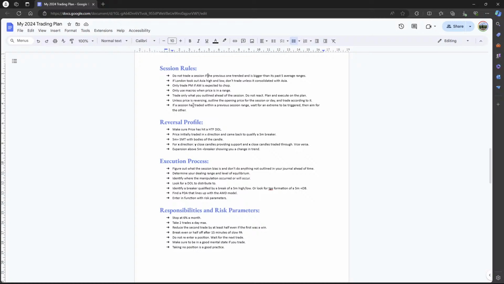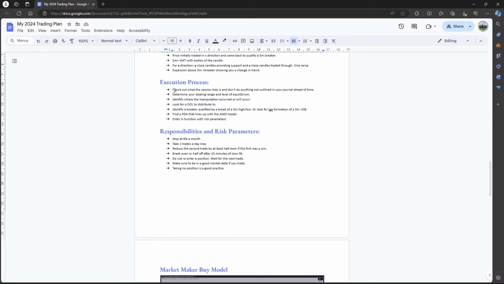If a session has traded within a previous session range, wait for an extreme to be triggered, then aim for the other. So this is a seeking to short profile. Make sure price has a higher time frame draw on liquidity, so make sure that it's actually reaching for something. It's not just consolidating. This is in a reversal profile. Price initially traded in X direction and came back to qualify a 5-minute breaker. This is basically accumulation, manipulation, distribution that I explained in the beginning.